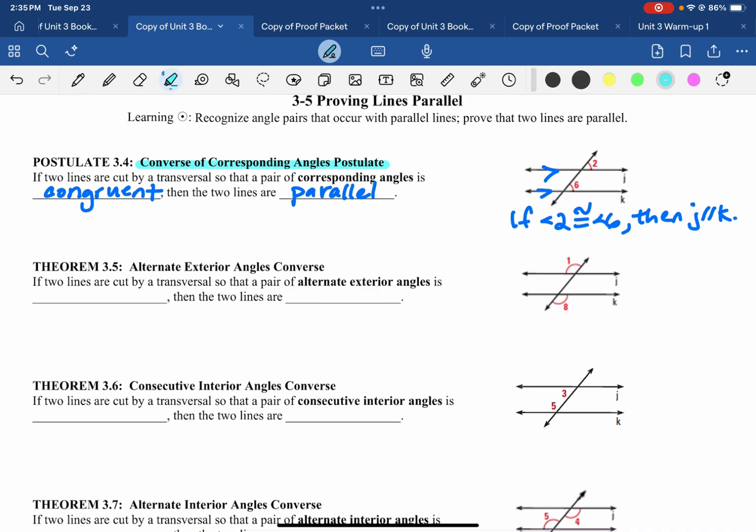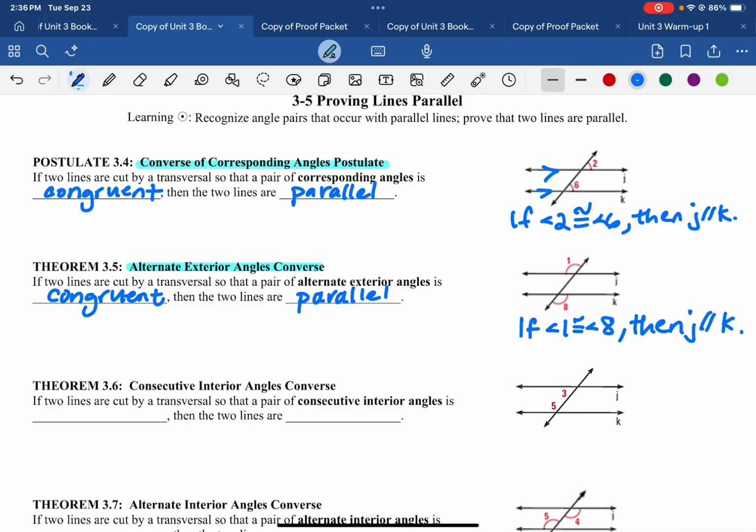All right, look at the next one. Alternate exterior angles converse. Again, it says if two lines are cut by a transversal so that the alternate exterior angles are congruent, then the two lines are parallel. In the picture over here, angle 1 and angle 8 are alternate exterior angles and they are congruent. So we can say if angle 1 is congruent to angle 8, then line J is parallel to line K by the alternate exterior angles converse.